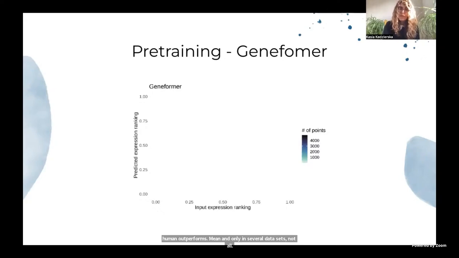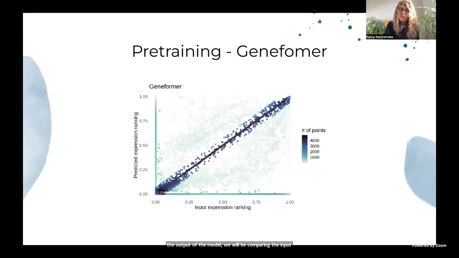When thinking about Geneformer, because of the nature of the output of the model, we will be comparing the input expression rankings with the predicted expression rankings. And what we see is that we have a lot of points on the diagonal, suggesting that Geneformer performs well at predicting those values for quite a lot of genes. But we also see a lot of points on the bottom of the plot and on the left, which suggests that Geneformer also tends to predict genes that were not present in the input ranking, or not predict the genes that were present in the ranking.